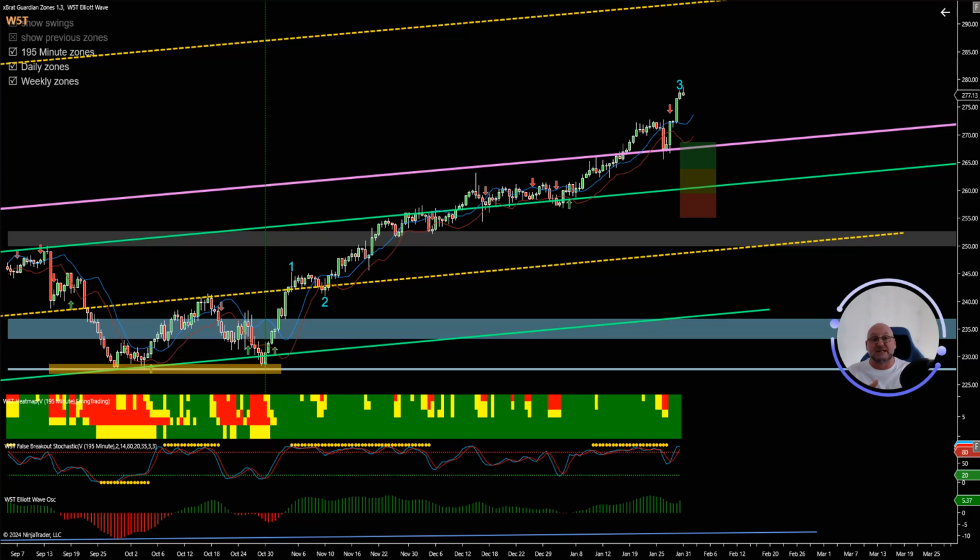And this is the trend that's taken us back into that weekly channel. So this is the trend we need to be measuring. So it's very simple. That's where I've started that Elliott wave count with our software.